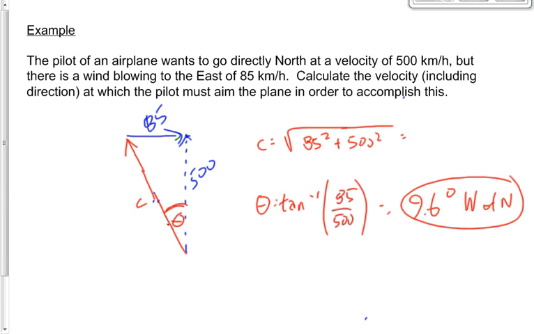Brianna, do you have that? 98? I think you might have made that 85 and 50 maybe, instead of 500. Okay, that's okay. Yeah, Zach? 507.2, or I'm going to round that to 2 digits because of this. 5.1 times 10 to the 2. So this pilot has to aim at 5.1 times 10 to the 2 meters per second at 9.6 degrees west of north. Good.